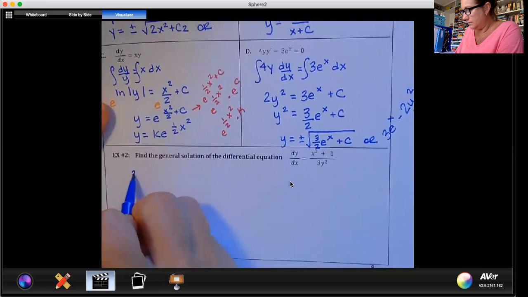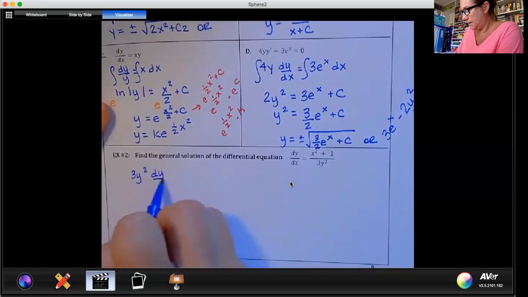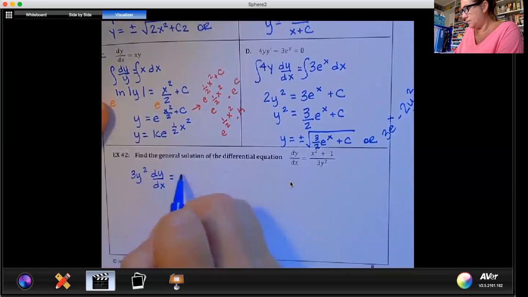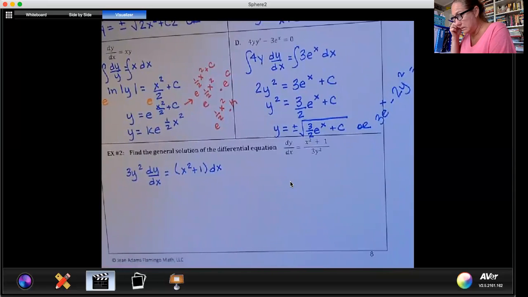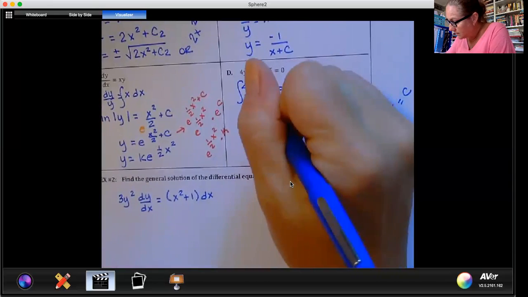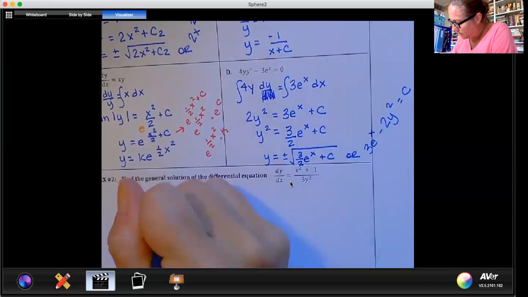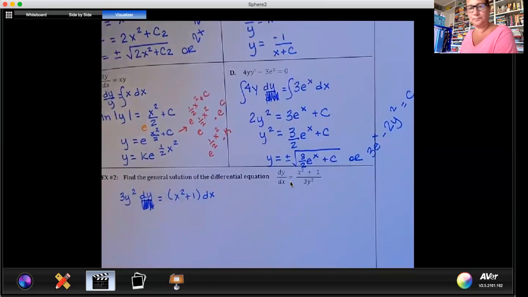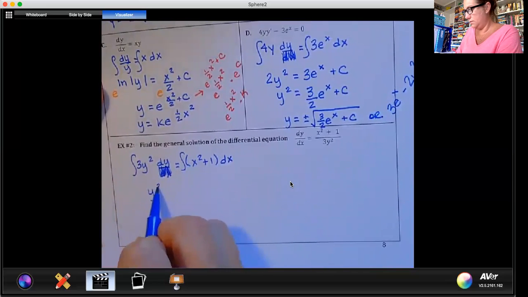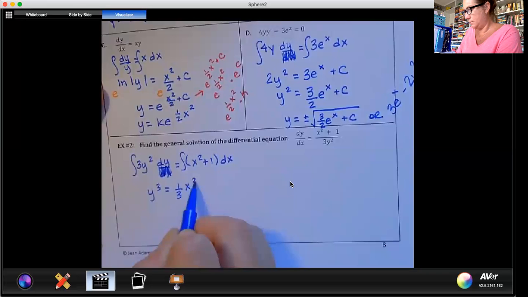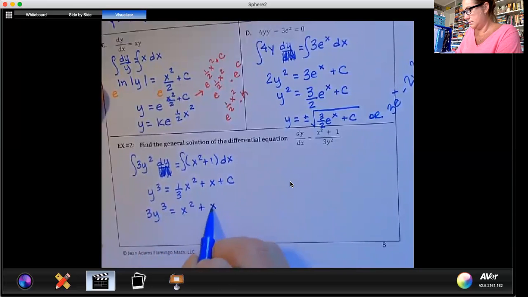Separate your variables, 3y squared dy dx equals x squared plus 1 dx. I'm sorry, guys, we need to take this dx off because we're separating our variables. I'm sorry about that. Antiderivative. So this is y cubed equals 1/3 x cubed plus x plus c. Multiply by 3. And bring your terms over.